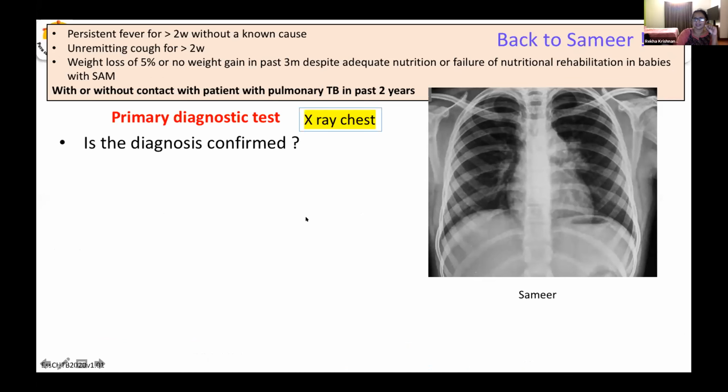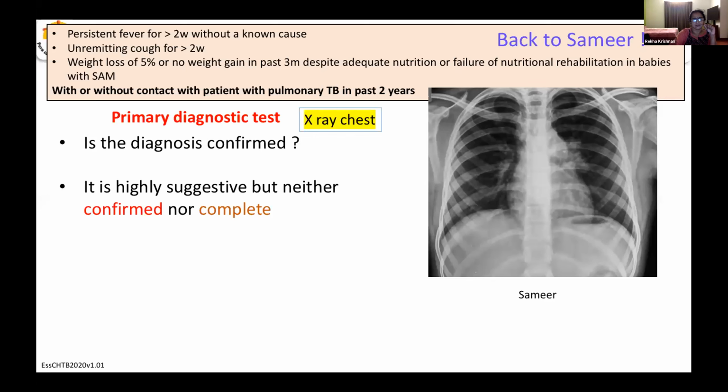Okay. Thank you. Then now what is the next step? This is our patient. Is the diagnosis confirmed? It is highly suggestive. Now we have come to our patient, and we can see that the chest X-ray is highly suggestive of tuberculosis. But are you sure that this is tuberculosis? That is our next question.